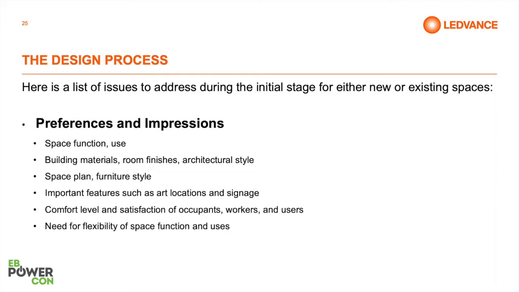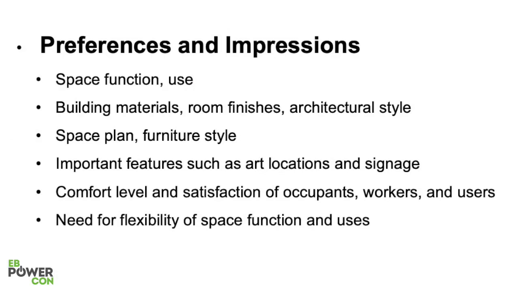This is a list of issues that need to be addressed in the initial stages of a lighting design. So again, space function, building materials, room finishes, architectural style, space plan, furniture style, where the art's going to be, where the sign is going to be for the company. If you have a chance, you should talk to the workers. If all the employees are under 25 at this place, they don't need as much light as people that are a bit older, right? So it is something that you have to keep in mind when you're looking at a space as well.